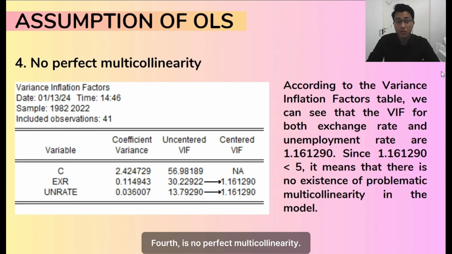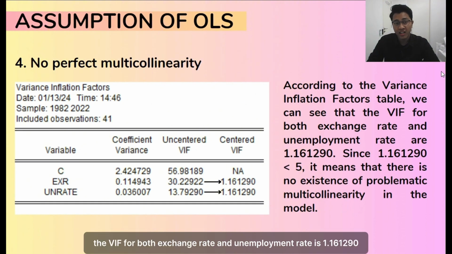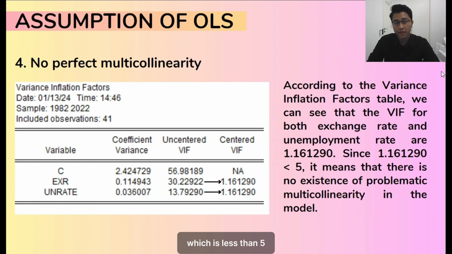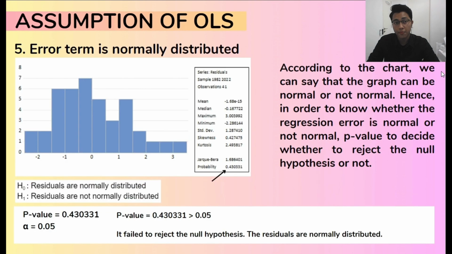Fourth is no perfect multicollinearity. We will use variance inflation factors. The VIF for both exchange rate and unemployment rate is 1.161290, which is less than 5. Hence, there is no existence of problematic multicollinearity in our model.